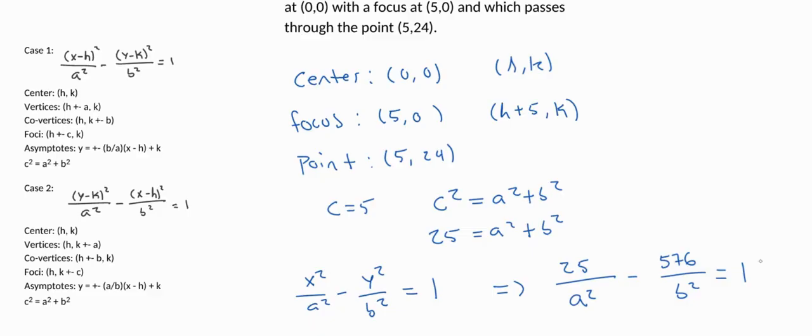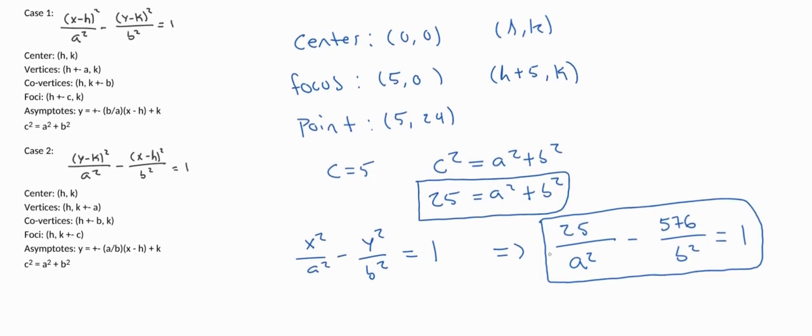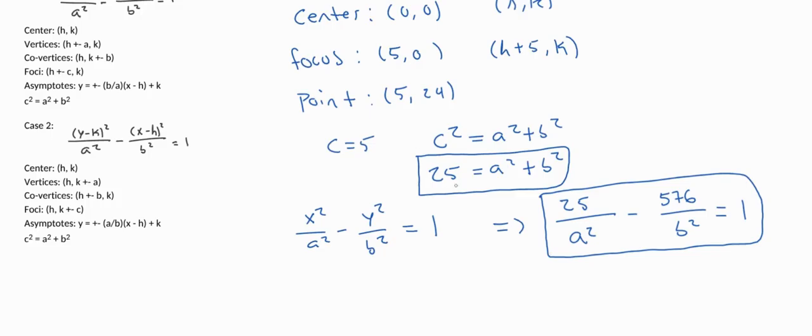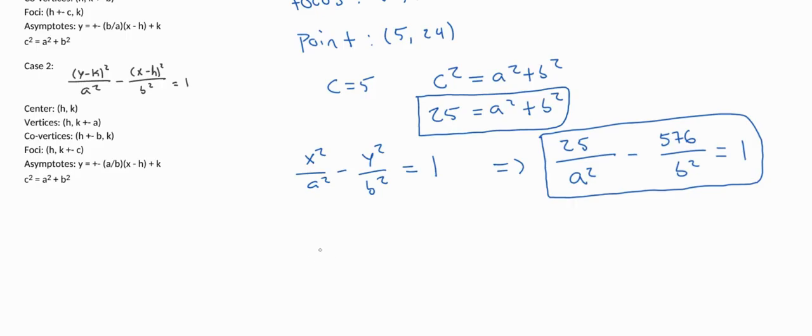Okay, so where to go from here? Well, we can notice that right here we have 25 equals a squared plus b squared, and then here we have 25 over a squared minus 576 over b squared equals 1. And so we have two equations and two unknowns. What we're going to have to do here is solve using these two equations. I am going to go ahead and solve the first equation, 25 equals a squared plus b squared, for a squared. So I will get that a squared equals 25 minus b squared.